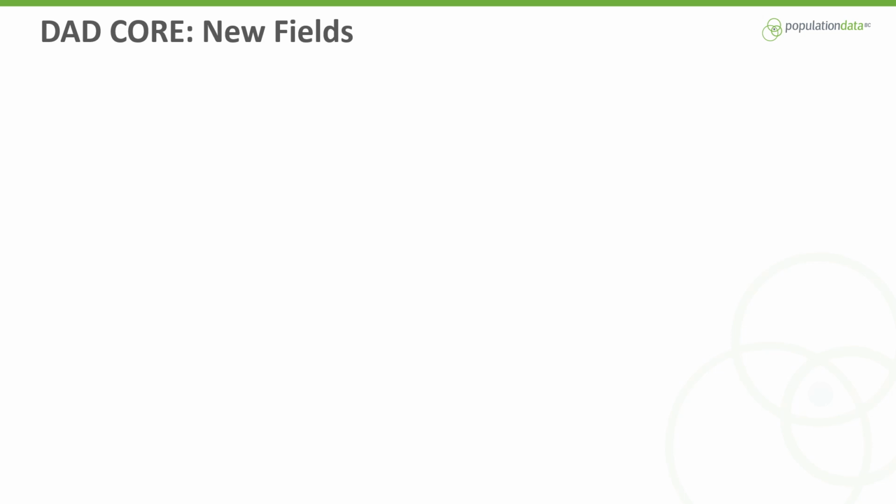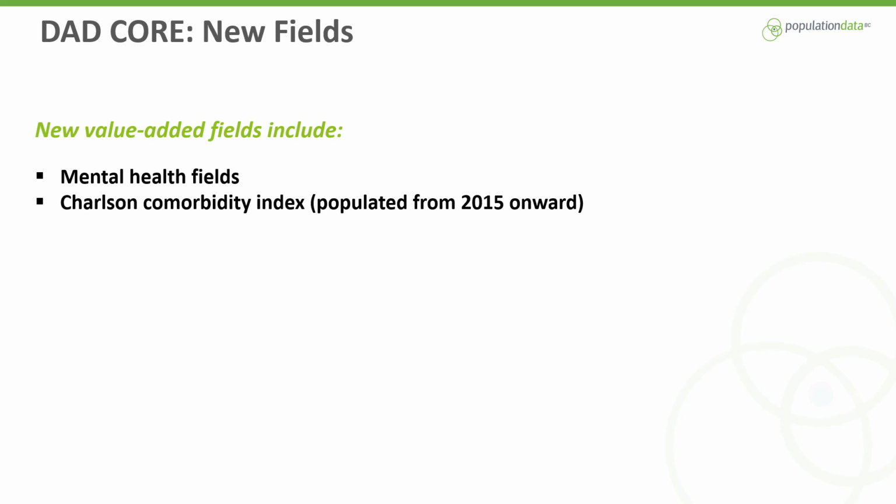The DAD core contains some new value-added fields, such as mental health fields and the Charlson Comorbidity Index, populated from 2015 onward. The Charlson Comorbidity Index is calculated using pre-admission comorbidities recorded on the current abstract only, so it does not consider prior hospitalizations or outpatient service use.